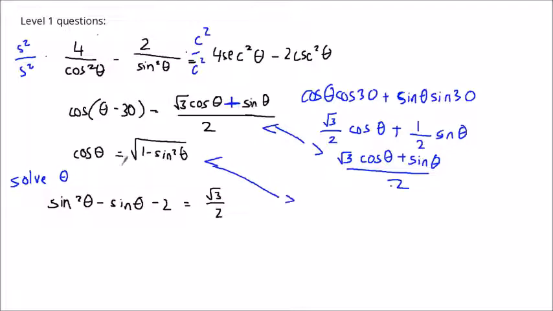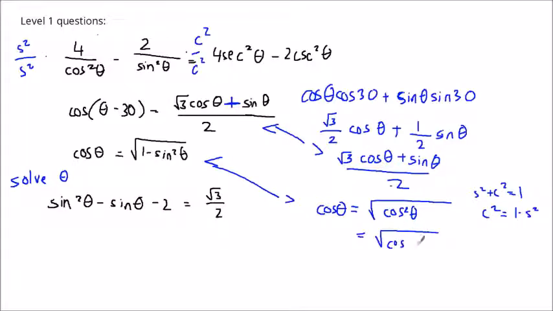We have cosine theta equal square root of 1 minus sine squared theta. I'm going to use this part now. So 1 minus sine squared theta is cosine squared theta, right? Because sine squared plus cosine squared equals 1. So cosine squared equals 1 minus sine squared. So then this is equal to square root of cosine theta squared, and then the square root cancels, giving cosine theta. Right, cosine theta equals cosine theta.